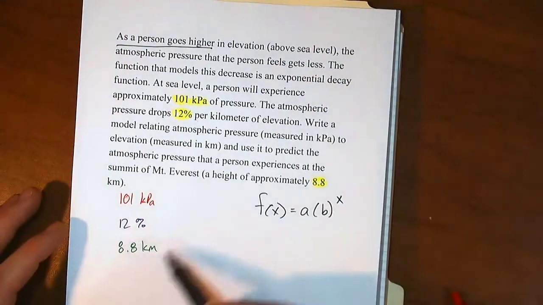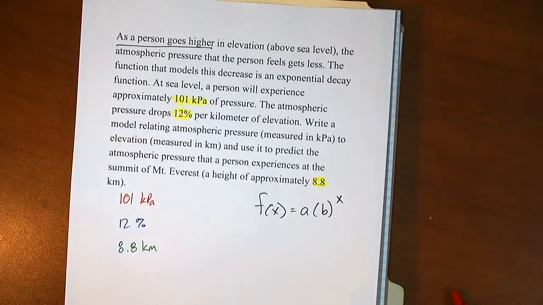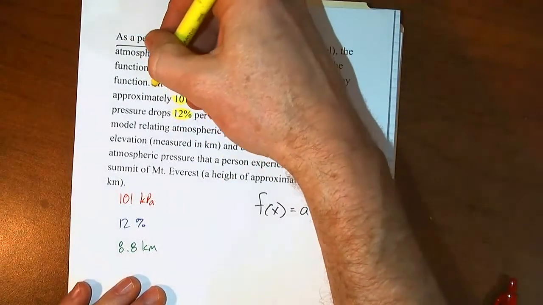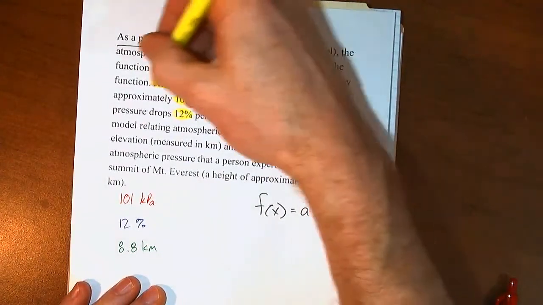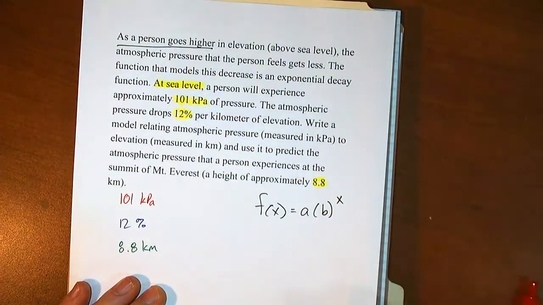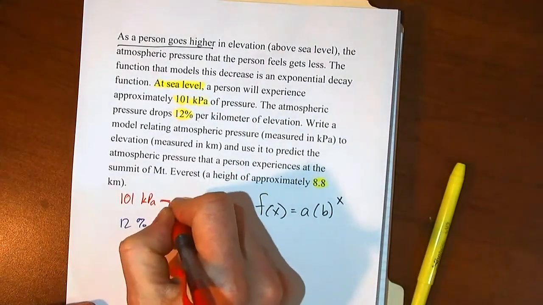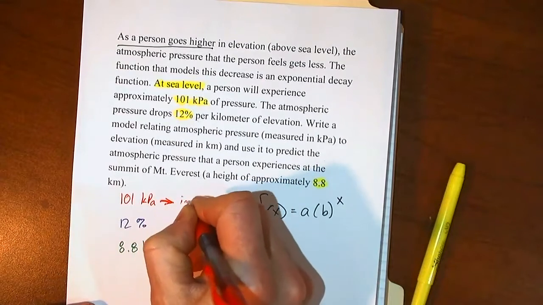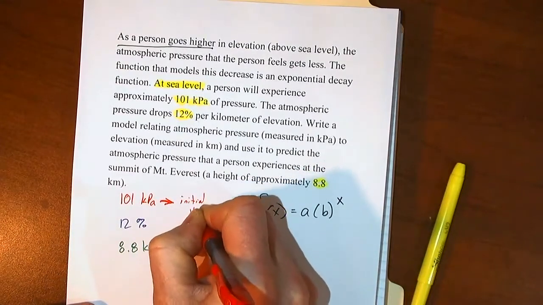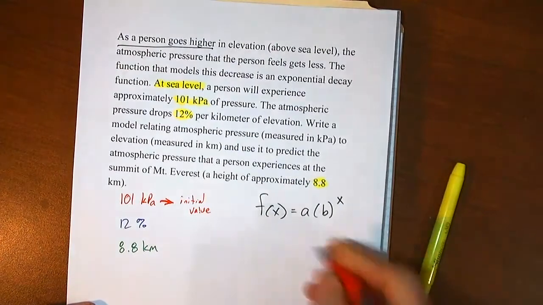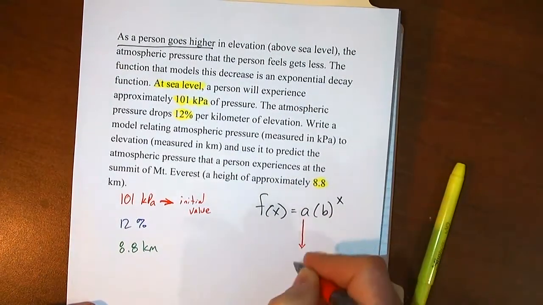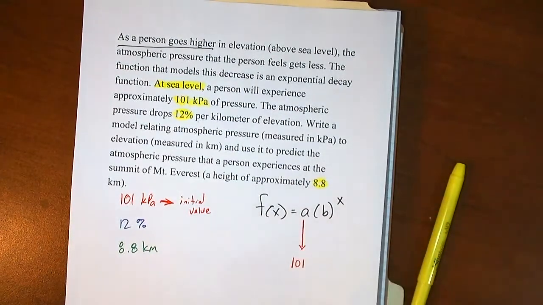So if I think about my three numbers, which one of those corresponds to being at the bottom of, in this case, Mount Everest? Well, being at the bottom is when I'm down by the ocean, right? The ocean is certainly much lower than the top of Mount Everest. And since this is the pressure at the bottom, this must be my initial value. So that's the first thing I need to recognize, that the A value is going to be 101.